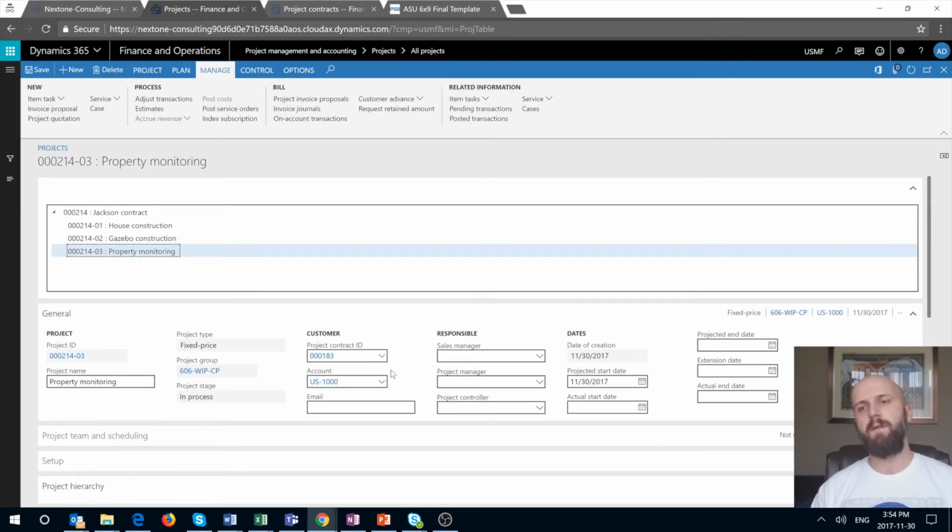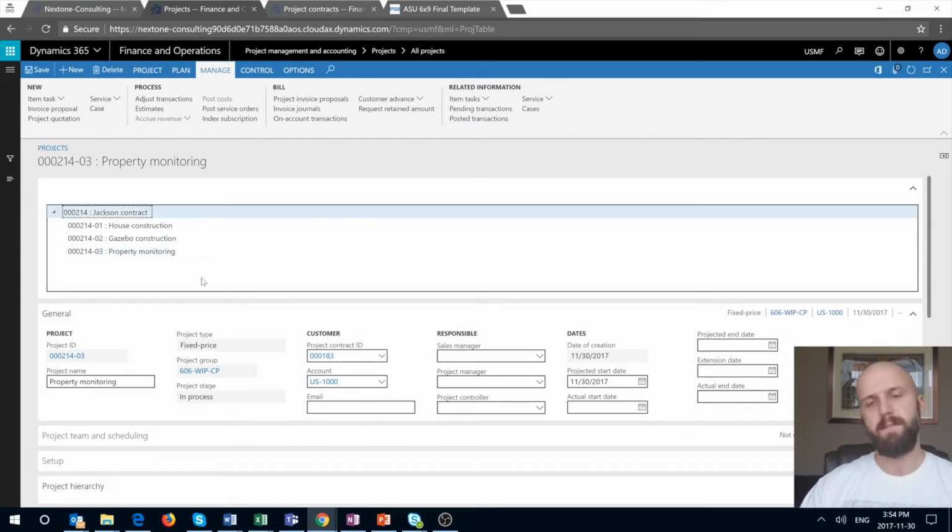The advantage of using an on-account transaction as your selling price is that we can recognize either a full or partial amount of that on-account transaction based on the completed percentage and the passing over of control to our customer. The added bonus here is that we can see all on-account transactions under our main account. So let's take a look. I'm going to select my Jackson contract, which is my header project, and I'm going to click on-account transactions.